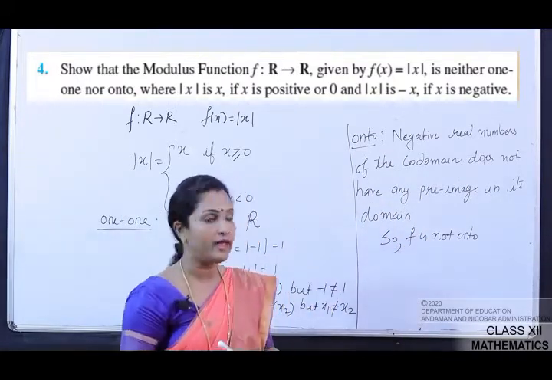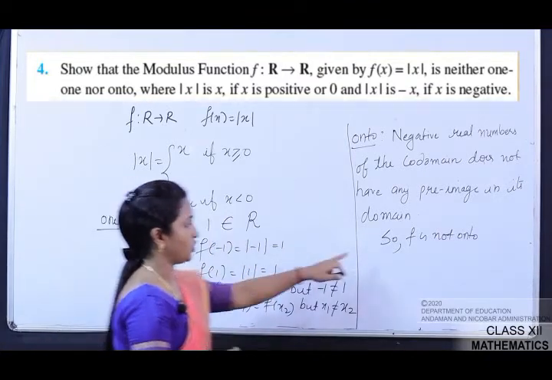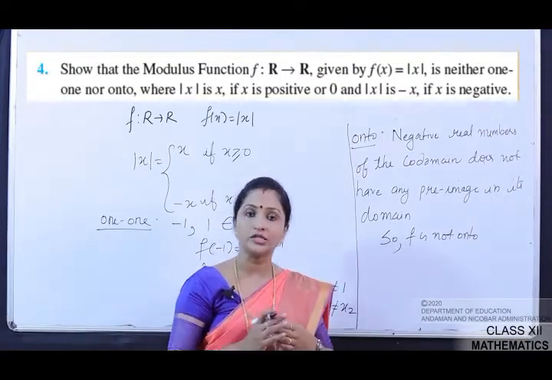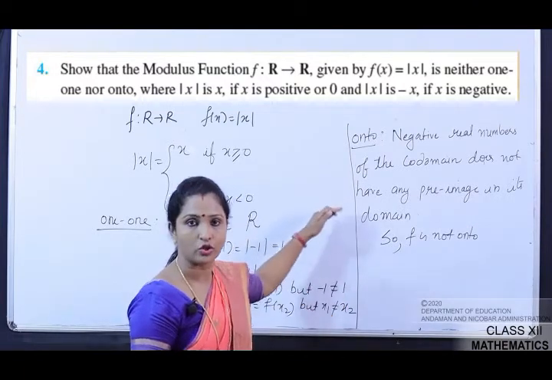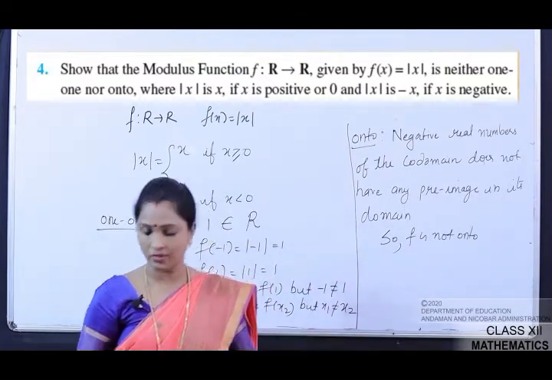So what you have proved? f is neither 1 to 1 nor onto. That means modulus function is not 1 1 and onto. Clear children? This is the way you have to solve the question. Now we'll see the next question.